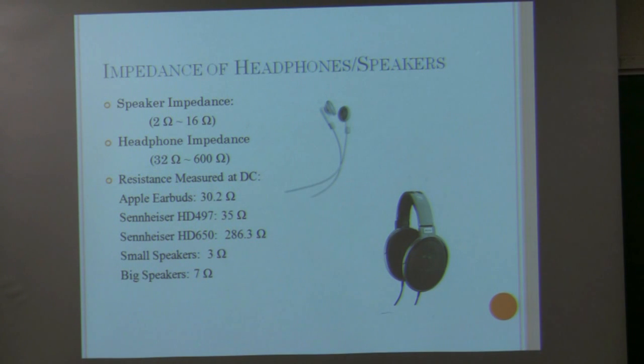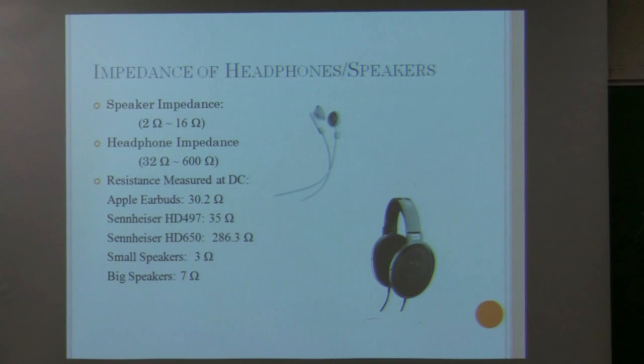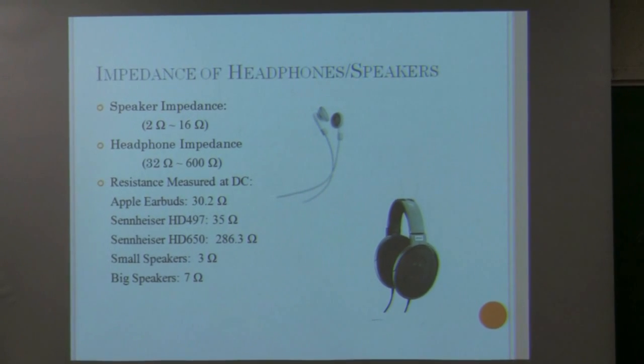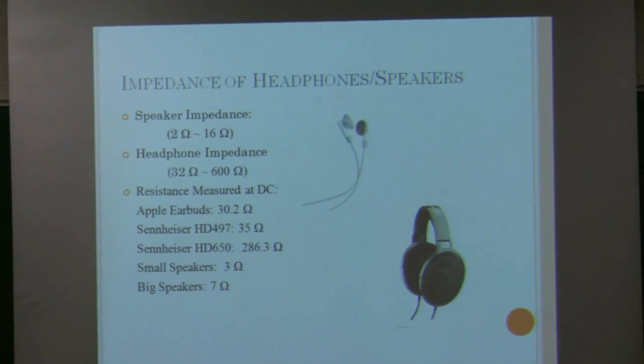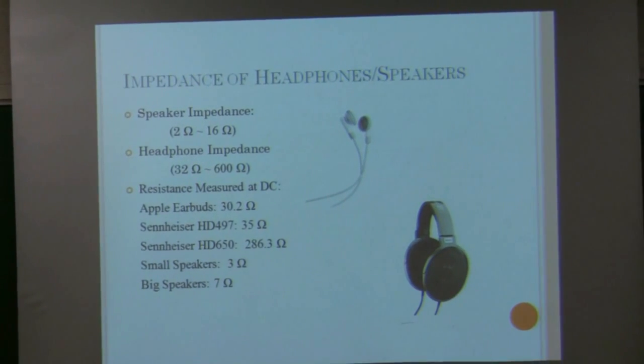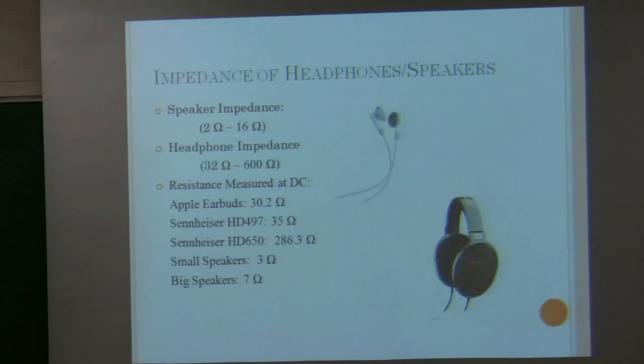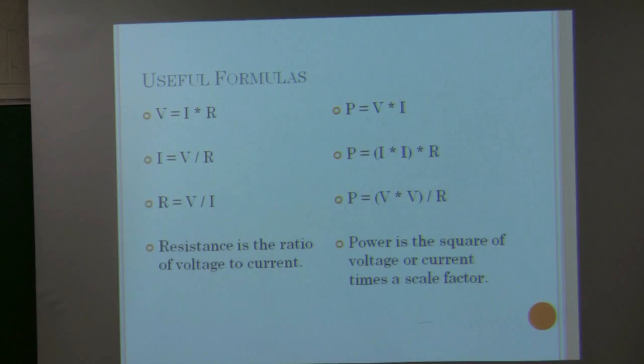Here's just kind of a general overview of the different types of impedances that you will see in audio. The biggest difference you will see between speakers and headphones is that speakers have a really low impedance, and then headphones have a really high impedance. The third bullet point there are actually measurements that I took in the lab. So you can see the Apple earbuds are pretty close to 32. The Sennheiser HD650s, those are these right here. Technically should be 300, but 286, that's pretty close.